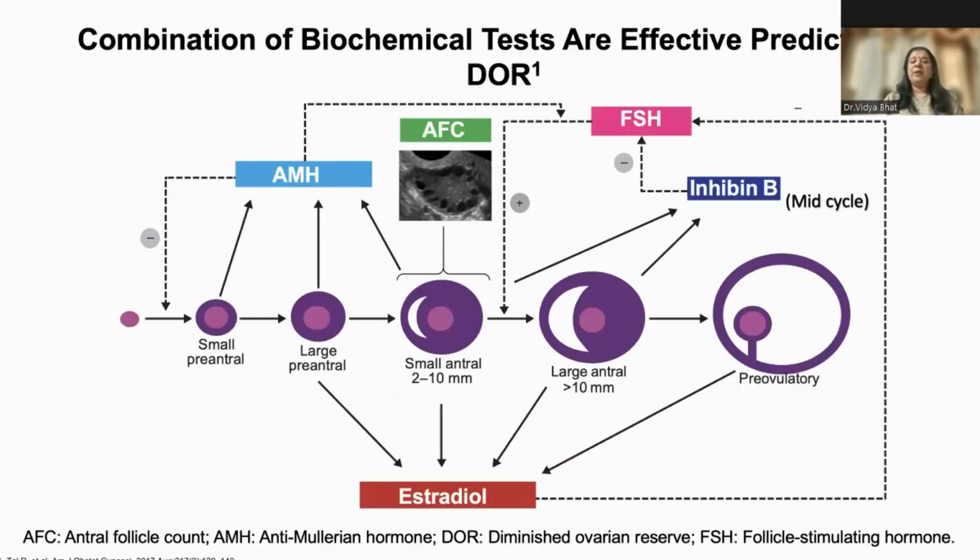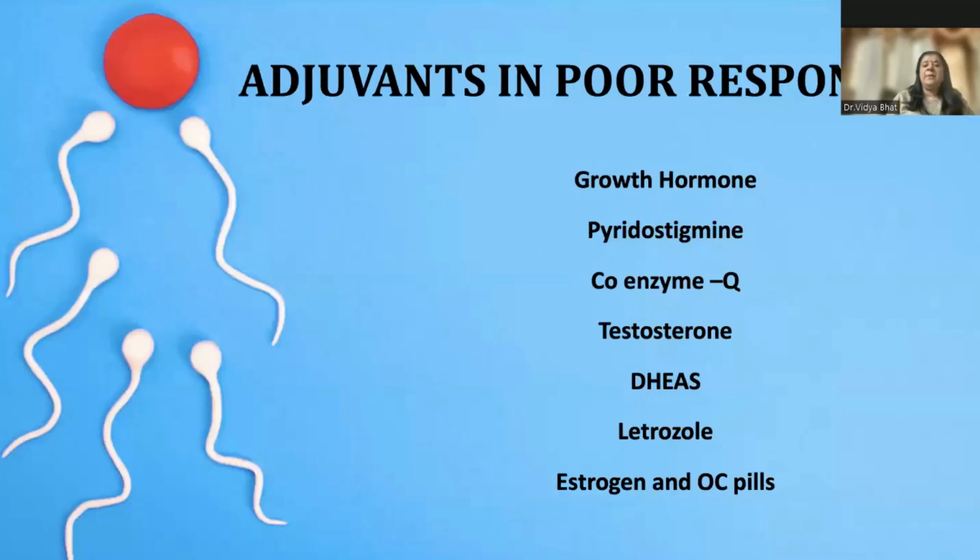The combination of biochemical tests is effective in decreased ovarian reserve. That is, you do AMH, you do AFC, and the FSH also, and inhibin B. That is, you combine all of them and then you come to a conclusion. Only AFC and AMH is enough because the other tests may work out expensive to the patient. So you can just do with these two tests.